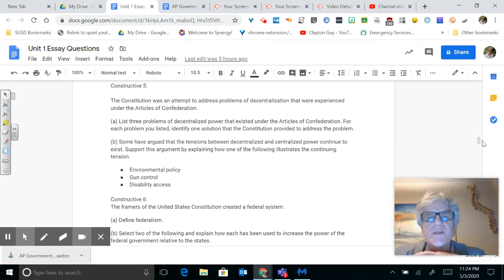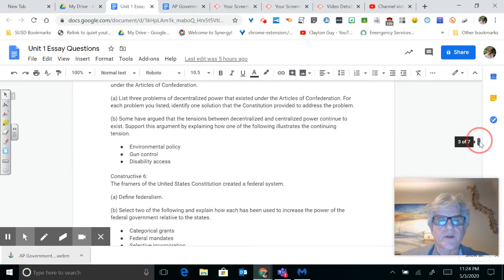Some have argued that the tensions between decentralized and centralized powers continue to exist. Support this argument by explaining how one of the following, so you only have to do one, illustrates the continuing tension. Environmental policy. So environmental policy, who is in charge of it? Typically, it's the national government with the Clean Air and Clean Water Acts. The Environmental Protection Agency gives mandates to states on what they have to do, and tells states that they have to follow these rules and laws.